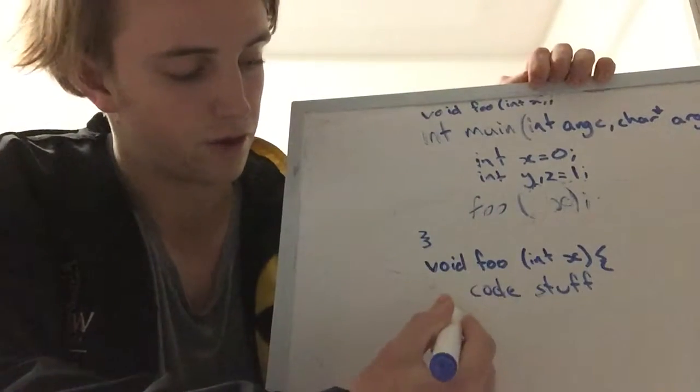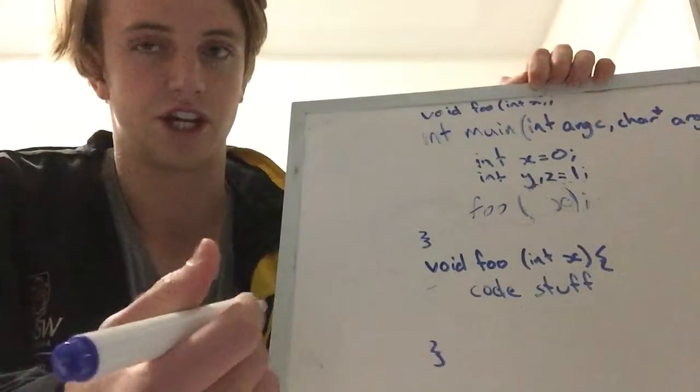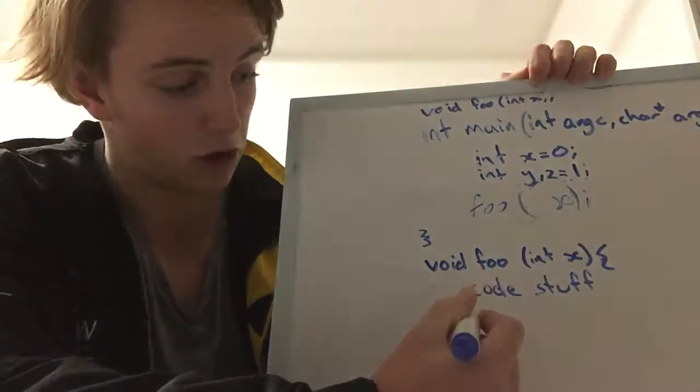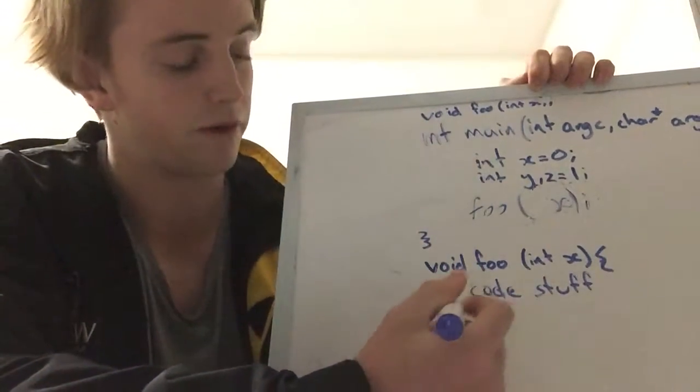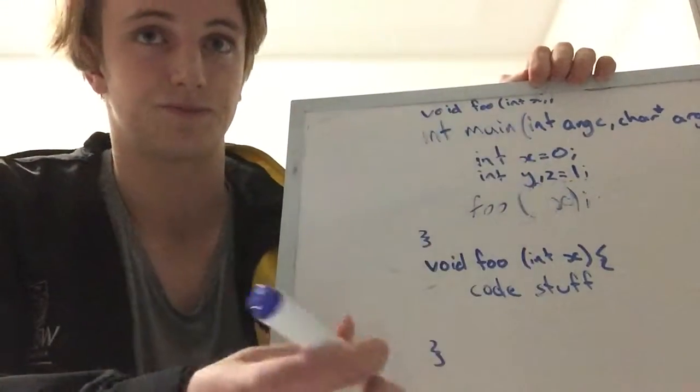So now within foo, it can only deal with a copy of it. It can multiply it by 30, change it to 0, whatever. It only changes foo's copy, and when foo returns, this x remains exactly as it was.